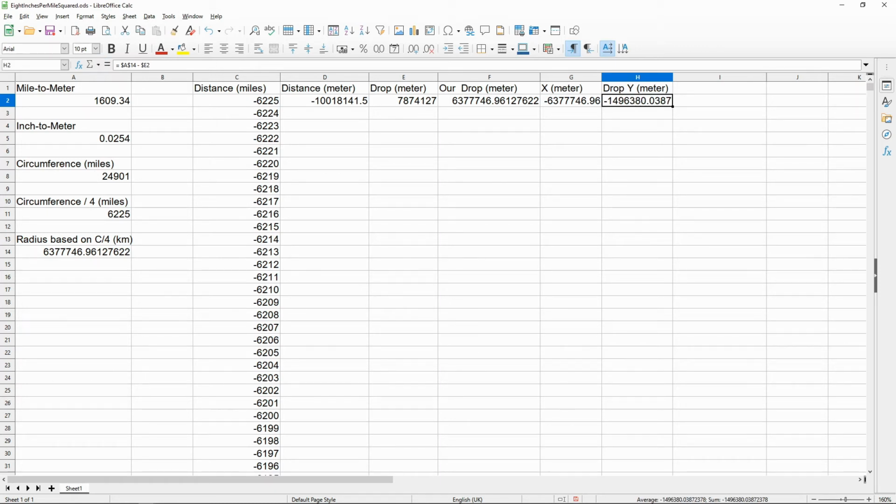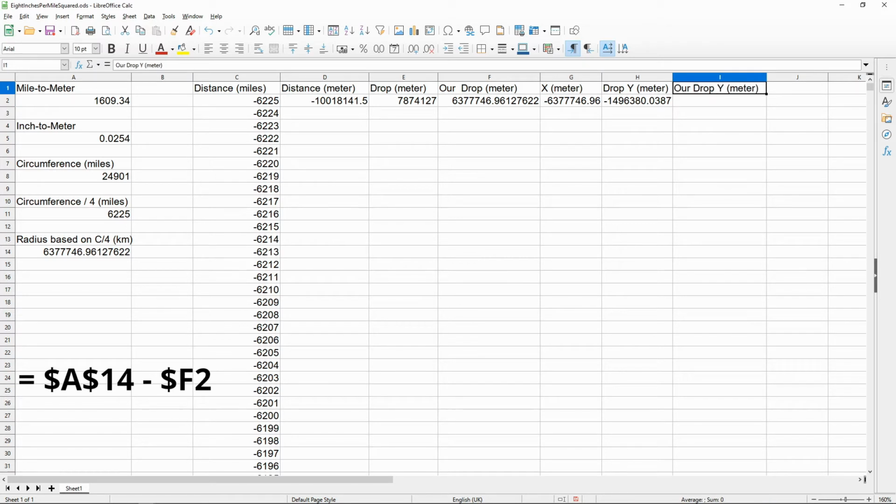And yes, we immediately notice a negative value. This is the error margin of 8 inches formula. On a perfect circle, drop on a quarter cannot exceed the radius value. Final column, our calculated drop Y value. Again, it is radius minus our drop value. So cell value A14 minus cell F2.